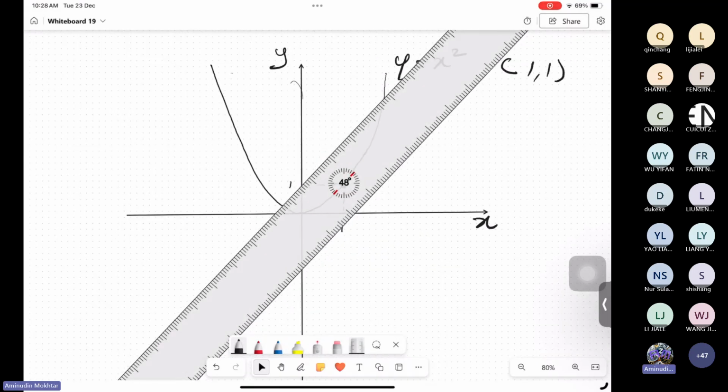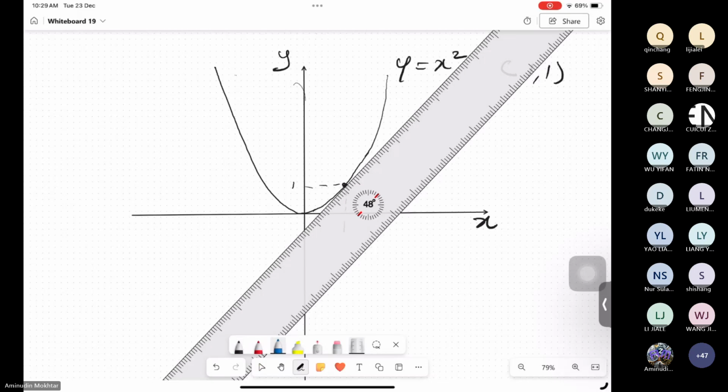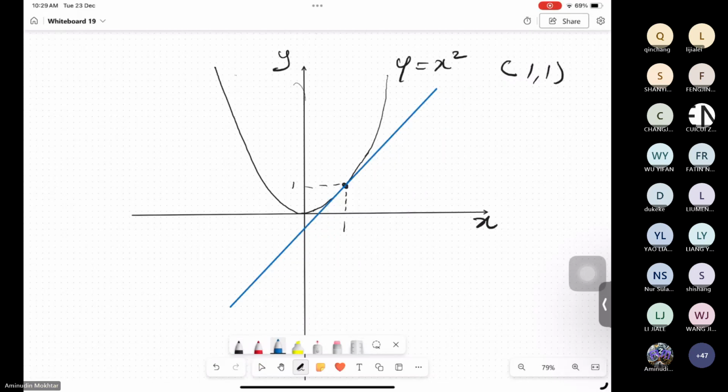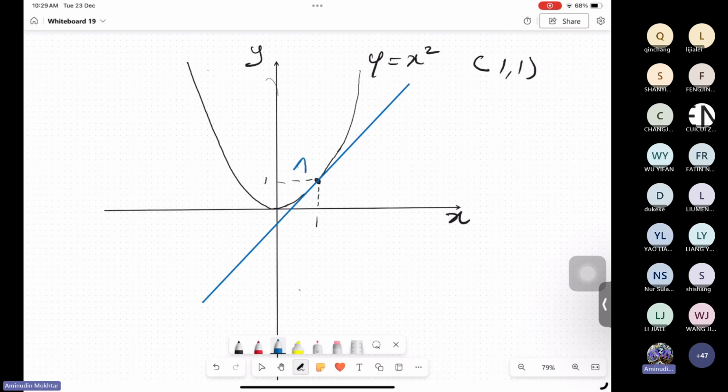What is the tangent line? Find the tangent line. A tangent line is a straight line that touches the curve y equal x squared at point 1 and 1. Let's say this is point A. For example, at this point, the coordinate is 1 and 1. This is a tangent line.